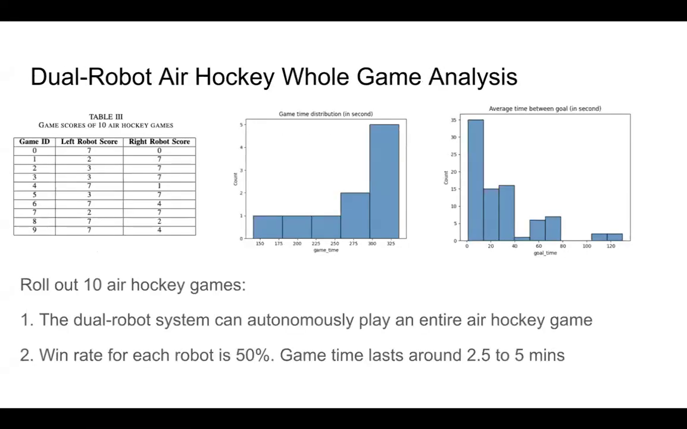To test the feasibility of our system in dual robot air hockey, we rolled out 10 different games and recorded the score, the game length distribution, and the average time. We can see here that our dual robot system can autonomously play the entire air hockey game, and the win rate for each robot is the expected 50% because they use a similar low-level controller and high-level planner. Each game lasts around 2.5 to 5 minutes, and the average time between goals is around 30 seconds.